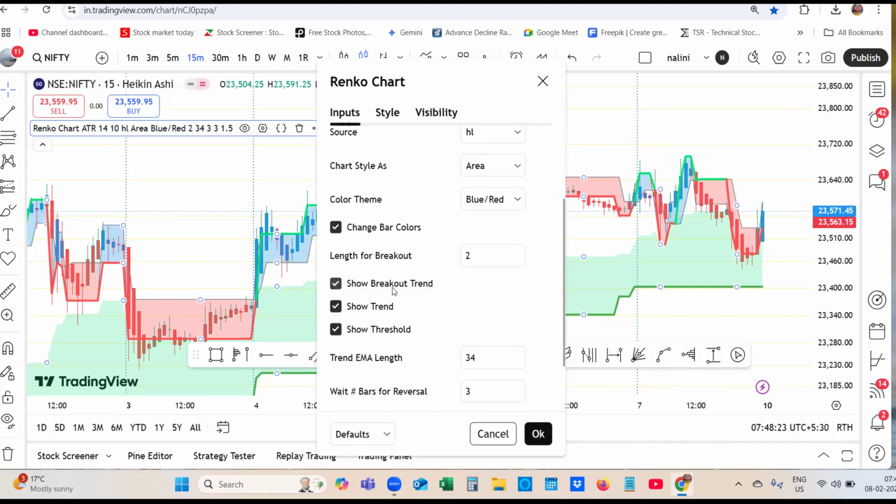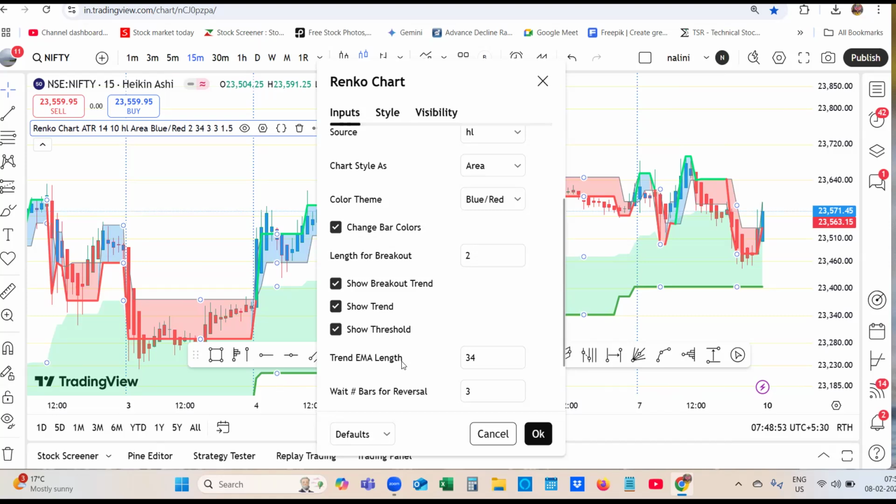Show breakout trend. The trend is used with a moving average, right? A 34-period EMA is used, and it has given 3 bars for reversal. That is enough. Wait for 3 bars. If you select fewer bars, you may make a mistake, or you can select it if you see a signal on the normal chart.